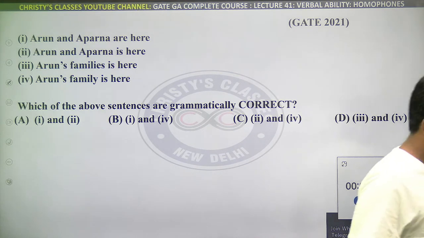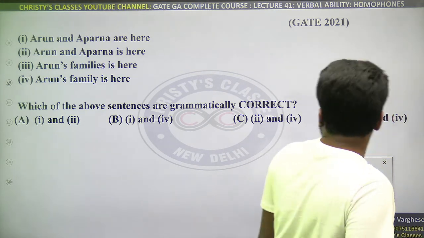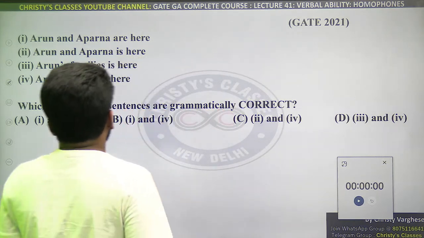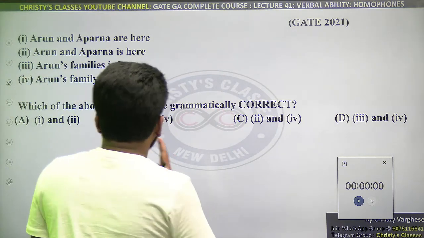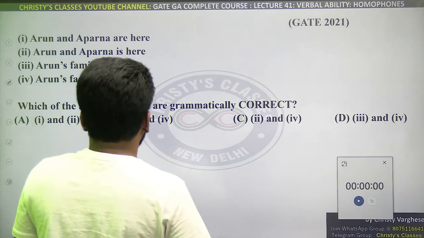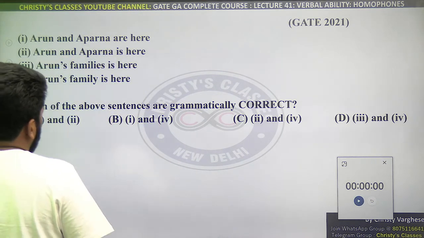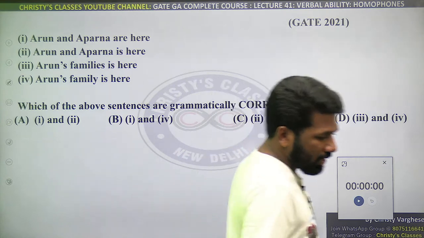So here: Arun and Aparna are here. Arun and Aparna is here. Arun's family is here. Arun's families is here. Which of the following sentences is grammatically correct?